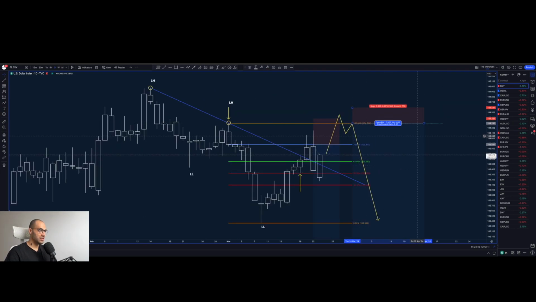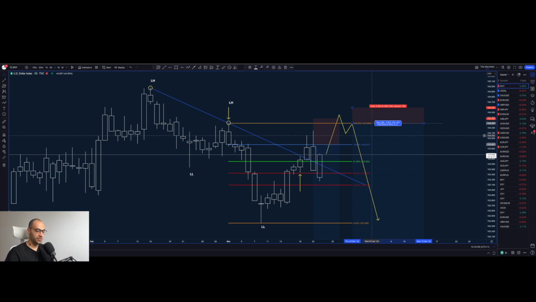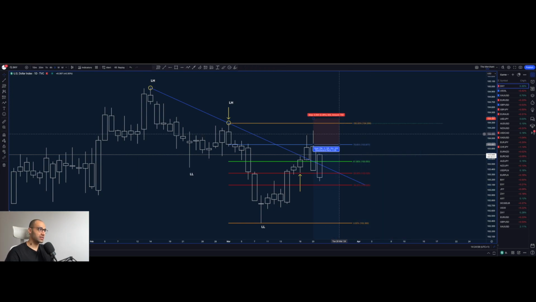You see the difference, guys? So in that case, understanding the market structure will actually change the game for you. In that case, you don't look anymore for a trend line, but you look for the market structure. Let's look at the other example.